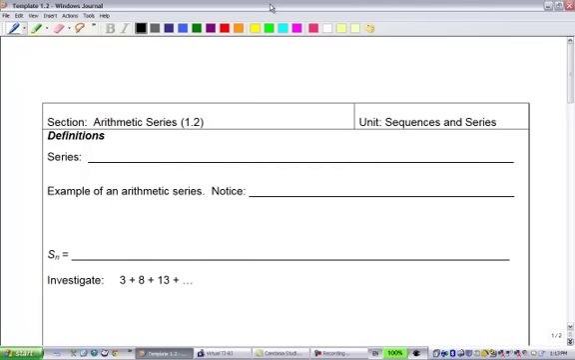How does a series really differ from a sequence is quite simple. A series is simply the sum of each term in a sequence.